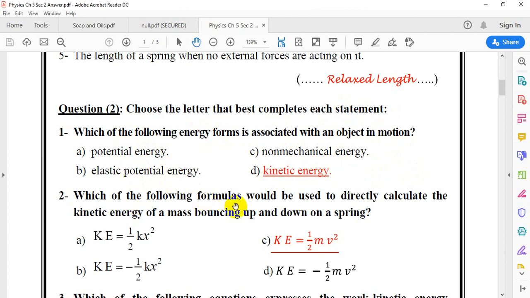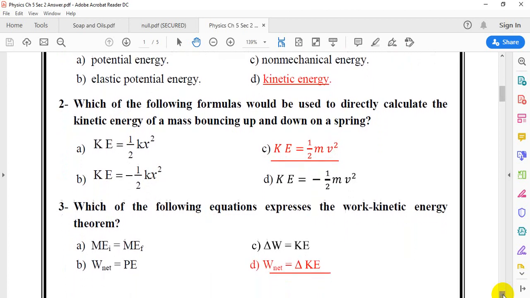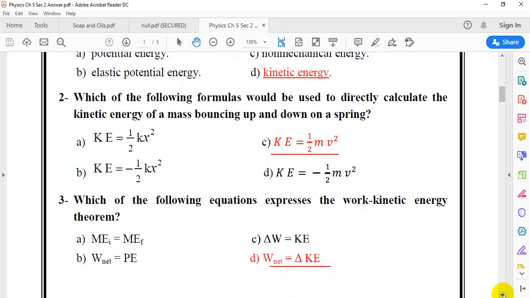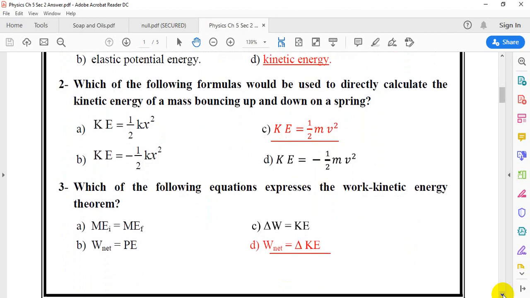Which of the following formulas would be used to directly calculate the kinetic energy of a mass bouncing up and down on a spring? Calculate the kinetic energy. The kinetic energy equals half mv squared. Which of the following equations expresses the work-kinetic energy theorem? We mentioned that the work-kinetic energy theorem states that the net work equals the change in kinetic energy. So here the net work equals the change in kinetic energy.